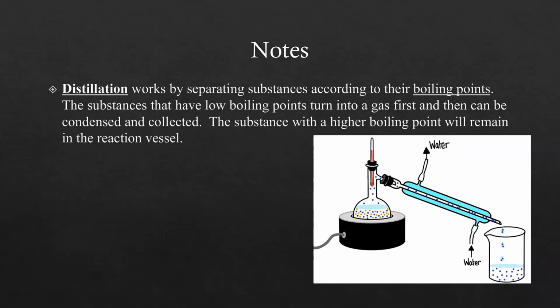Distillation is another method that separates substances according to their boiling points. The substances that have low boiling points turn into a gas first, because they'll boil at a lower temperature. So as the mixture heats up, they will boil off first, and then they are condensed in this jacketed condenser and collected in the beaker. The substance with the higher boiling point will remain in the reaction vessel. So you separate the two there.